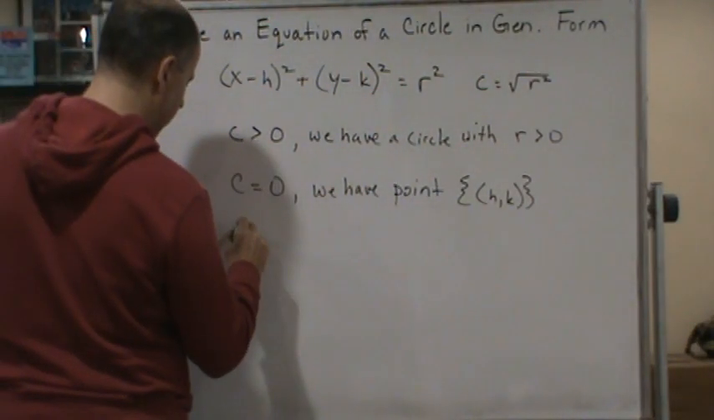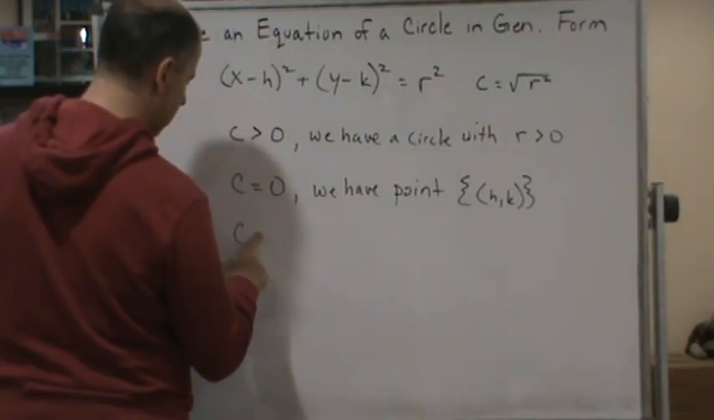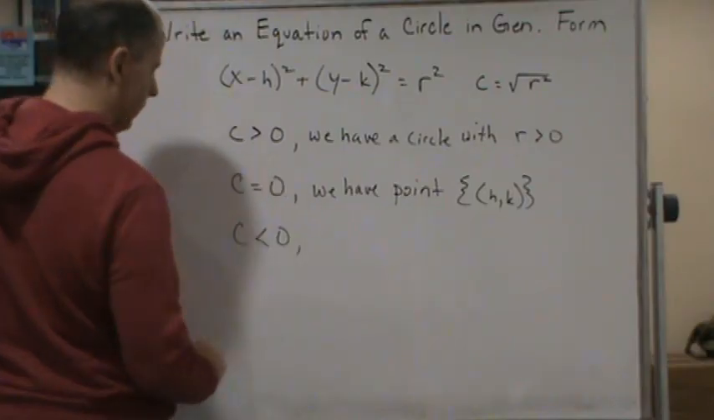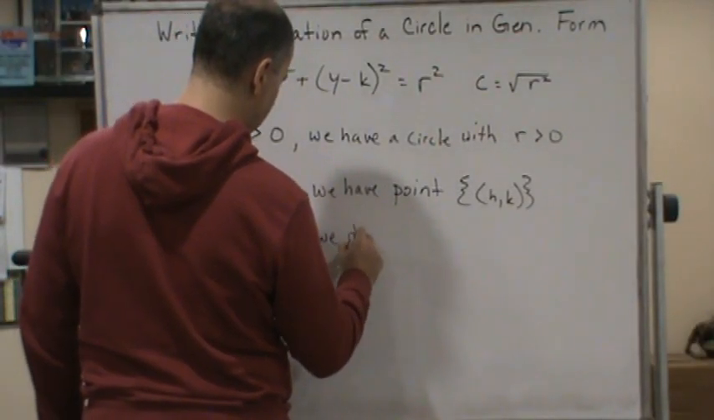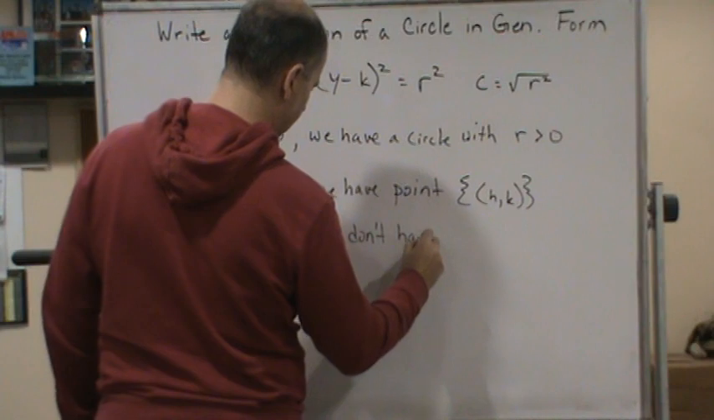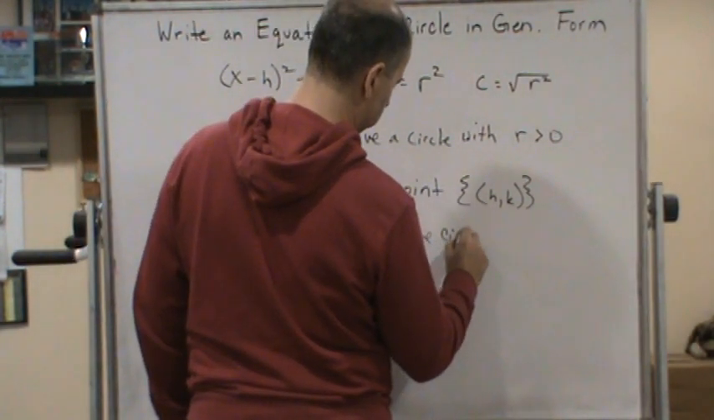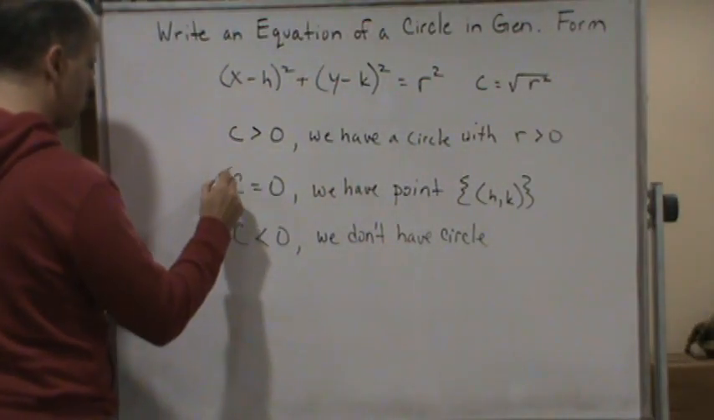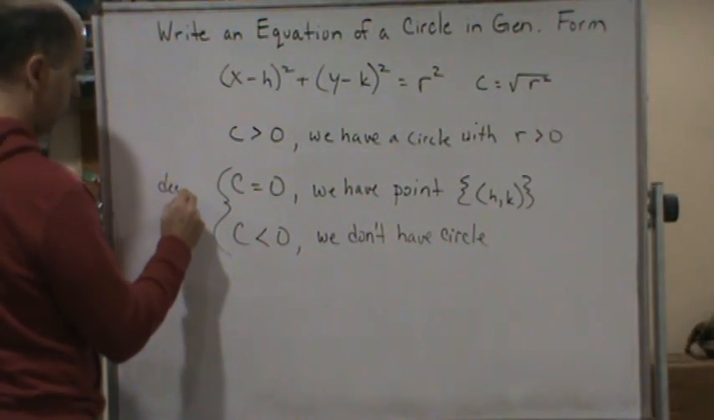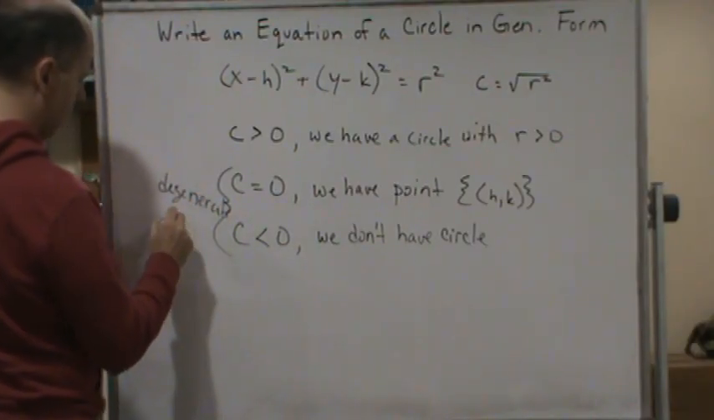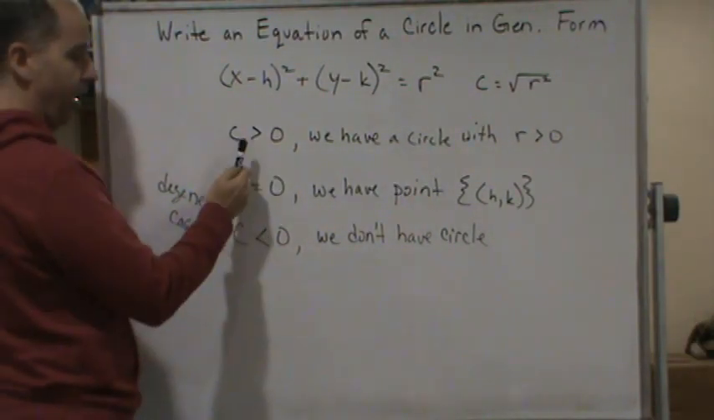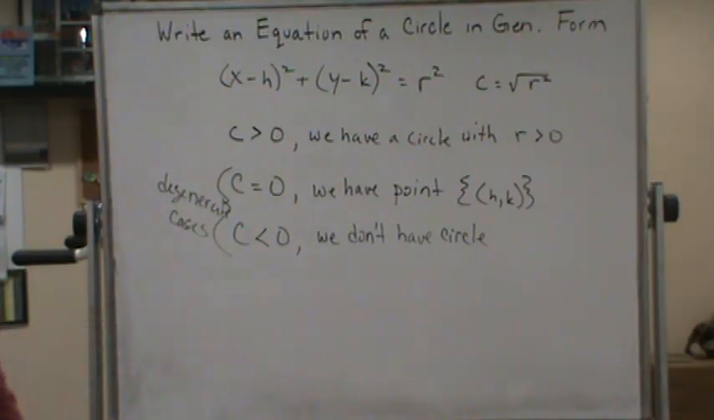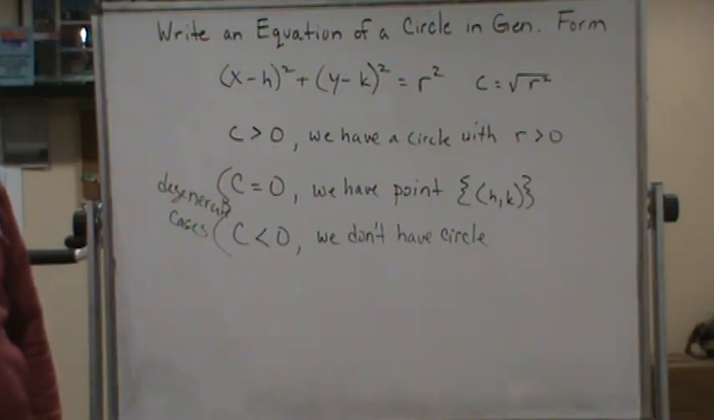Okay, and then if c is less than 0, right? So we have a negative radius, then that means that we don't have a circle, right? So these two cases are what we call degenerate cases, okay? And so this is also the reason why we say that r has to be positive, right? If you remember the definition of the circle we gave back, part of that definition was r was positive, right? Positive radius.